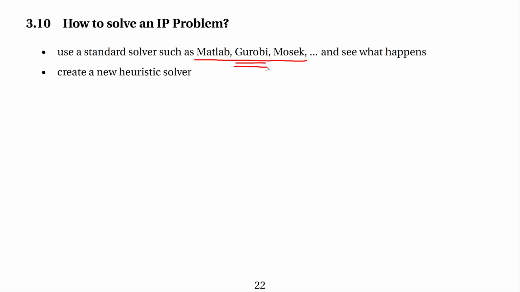And the difference can really be orders of magnitude, or it can be the difference between working well and crashing or not converging to anything after days. Alternatively, you can create a new heuristic solver. Also consider that a heuristic solver can be a heuristic that is built on top of one of the standard solvers. For example, a heuristic that is built on Gurobi.